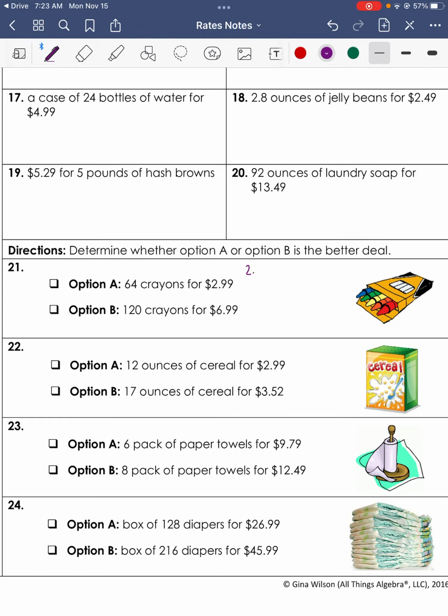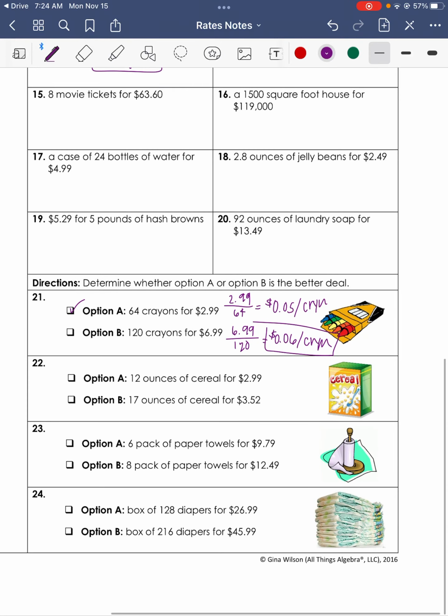So here we have 2.99 divided by 64, which is equal to 0.05 per crayon. So 5 cents a crayon. And then 6.99 divided by 120 is going to be $0.06 per crayon. So 6 cents a crayon. So we're going to be choosing option A for this one because it is the less expensive deal.